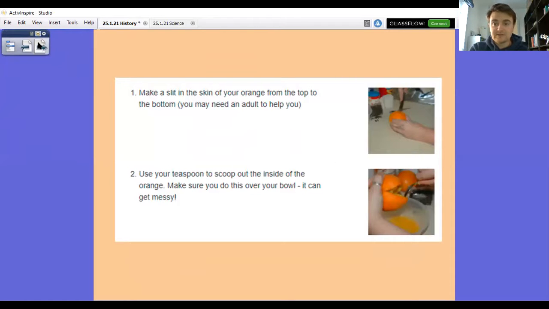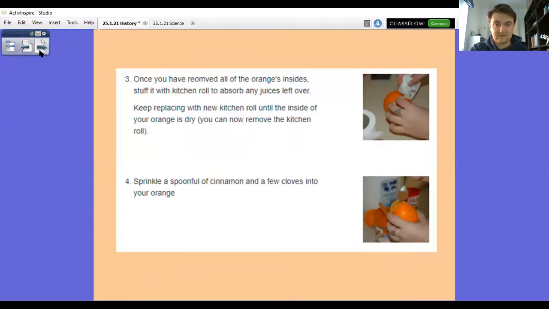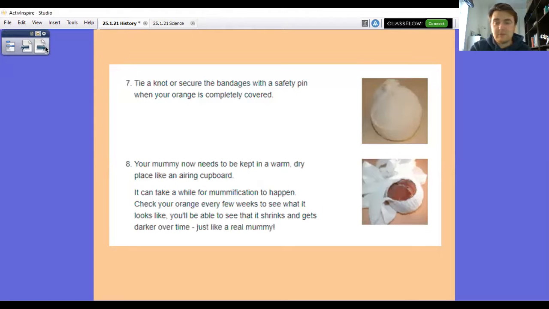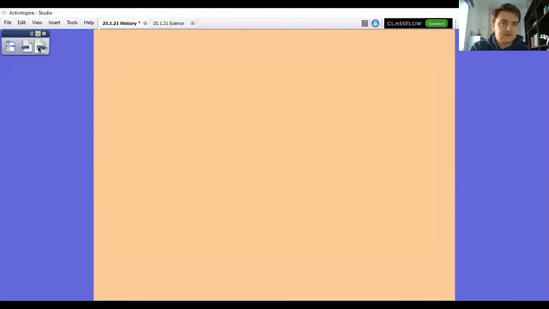If you do have a go at this, please do let me know how it turns out. I know that it's meant to wait a little while before you actually see the impact, but even if you just keep it for a week or so, or even if you just do the process, it'll be a really good way of you starting to understand what happened in ancient Egypt when they were mummifying things. So there you go. That is your slightly peculiar history lesson for today.